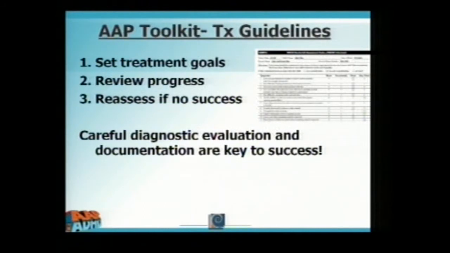The toolkit also has some aspects that flow into the treatment guidelines. I'm not going to go as much into treatment. Day two tomorrow is very focused on treatment and management, so you'll be hearing more about that later. But just to orient you that there are some toolkit items there.